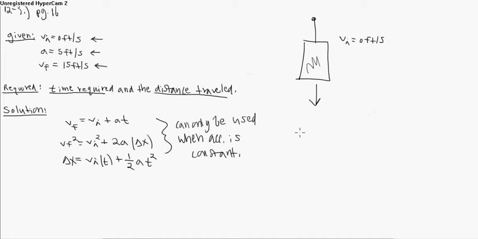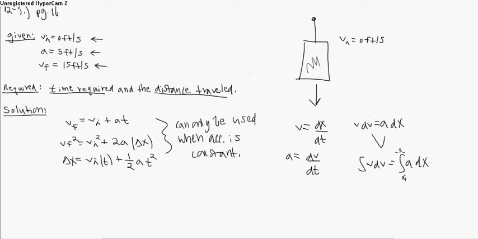Also, formulas that could be used would be velocity equals the change in x divided by the change in time. Acceleration equals the change in velocity divided by the change in time. And one that comes up quite often is v dv equals a dx. Okay. And on this one right here, it usually ends up going like this. You would say v dv equals a dx. So you would do x1 to x2 and v1 to v2, stuff like that.